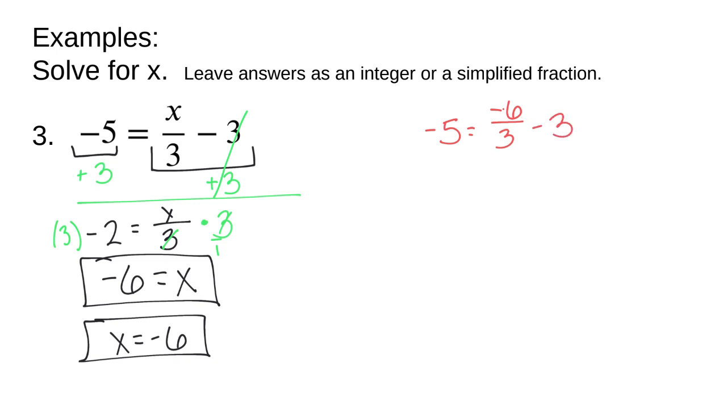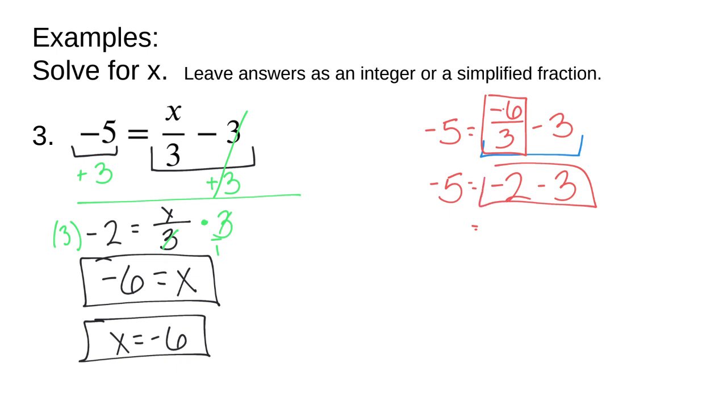And then we're going to work on simplifying this side. Now, when we're on one side and we're putting things together, we have to follow order of operations. So up first would be the divide. Negative 6 divided by 3 is negative 2. So I could change this bit to negative 2. And then negative 2 minus 3, this part right here, is negative 5. And we know that negative 5 equals negative 5, so it checks.